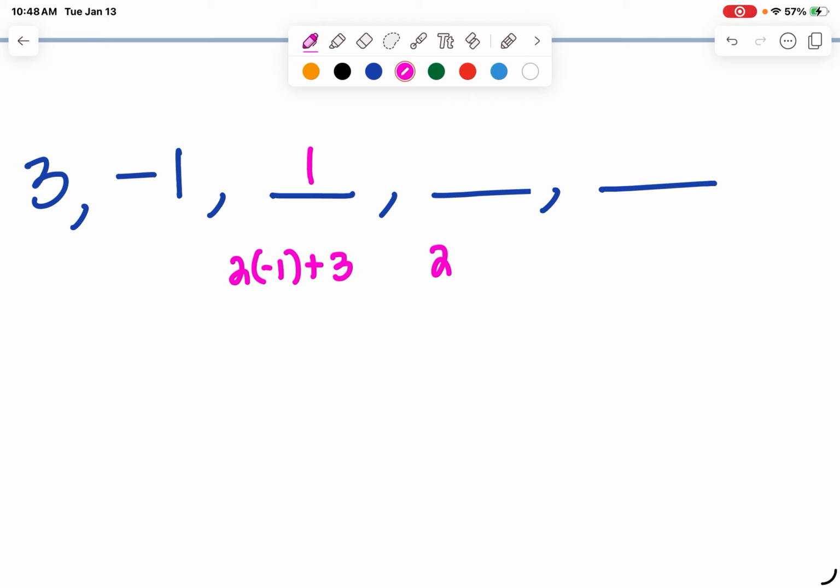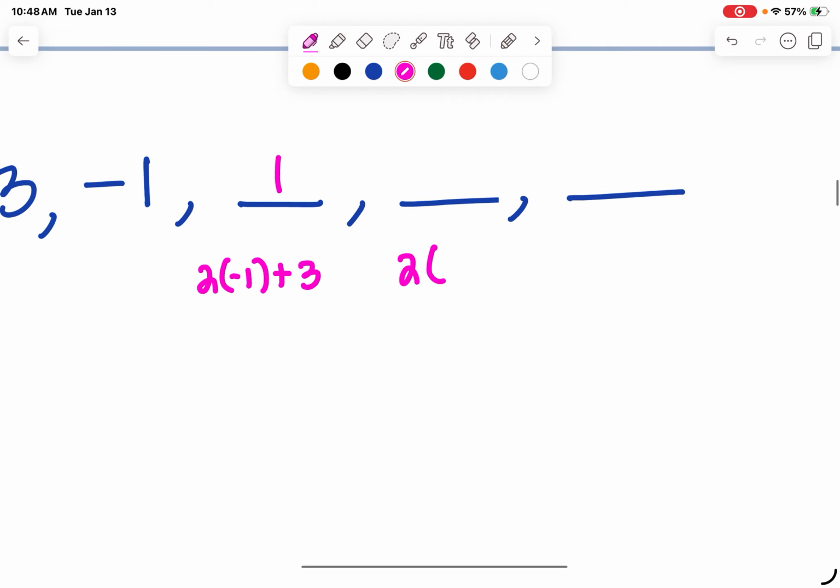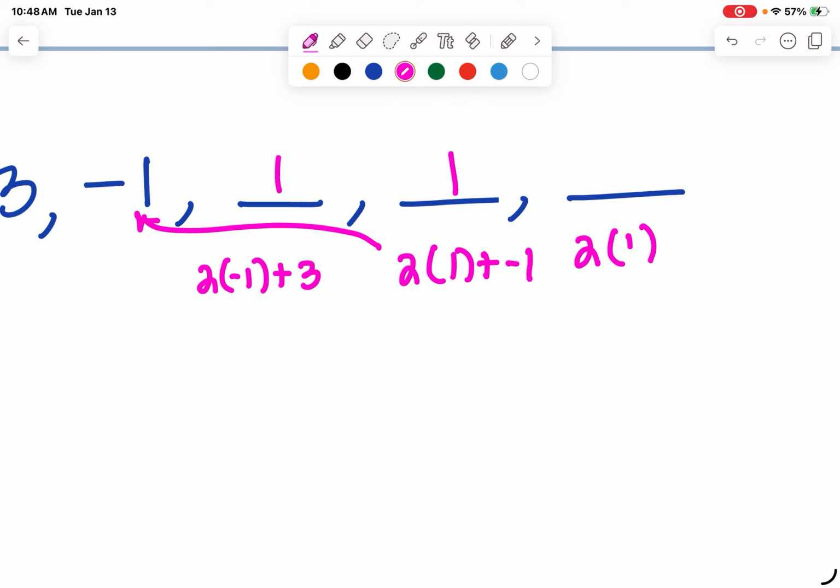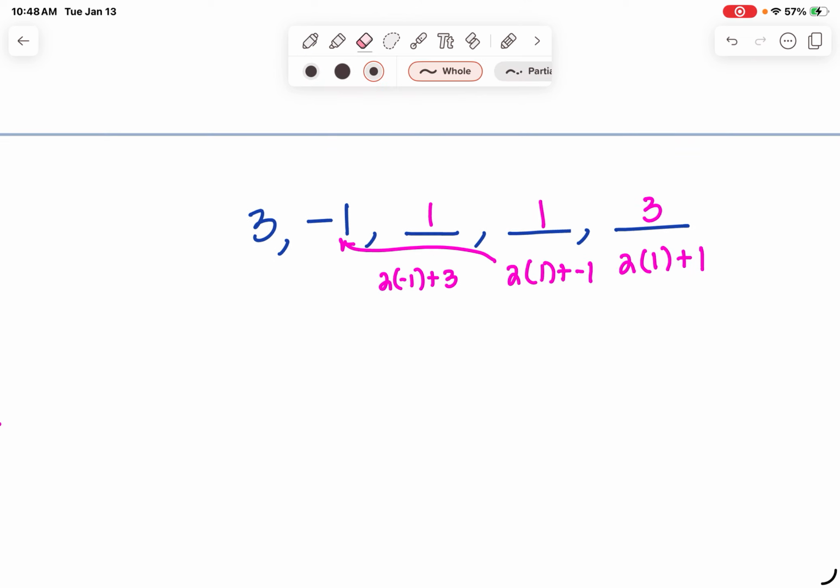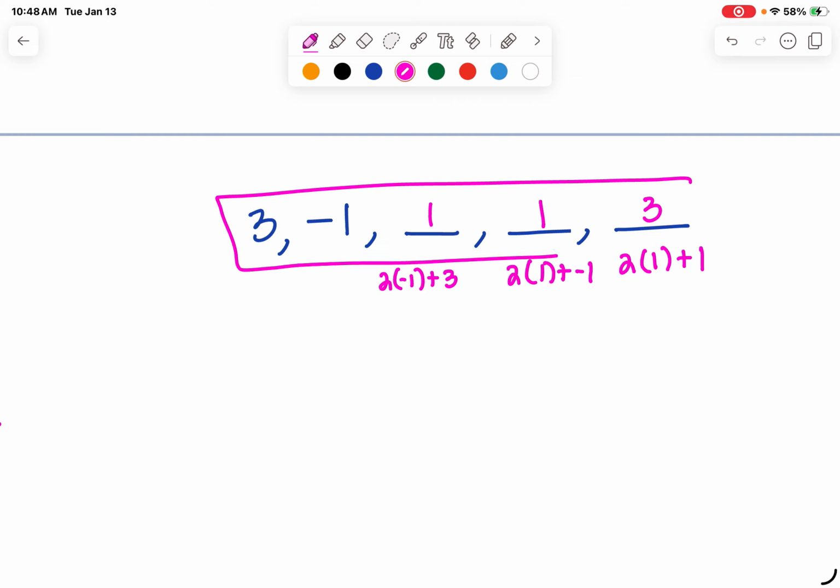All right, 2 times the previous term. So the previous term is this one right here, which is 1, plus the term before that, this one right here, -1. So 2 minus 1 is 1. 2 times the previous term, which is 1, plus the term before that, 1. 2 plus 1, 3. All right, there's your list.